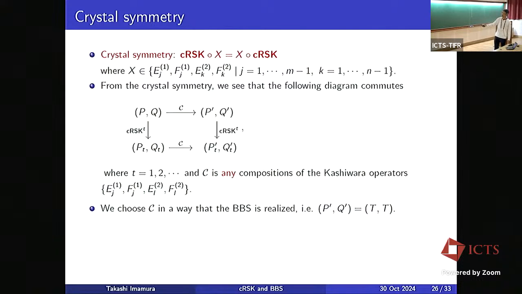From the crystal symmetry, one can easily see these. C is any composition of Kashiwara operators. So our strategy is that we choose this C in a way that the BBS dynamics, or the equivalent dynamics of the TT, is realized here. This is our strategy.